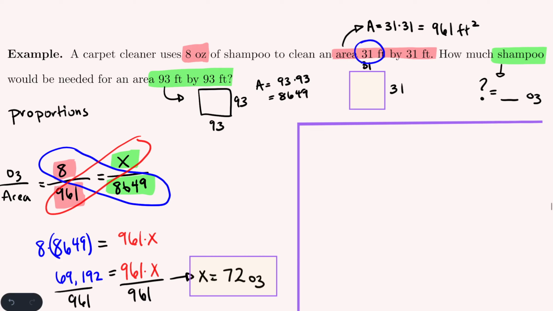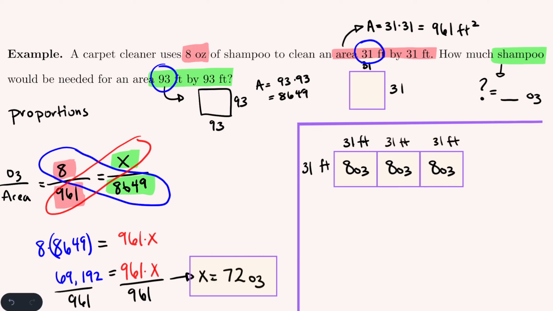How is 31 related to 93? 31 plus 31 plus 31 is 93. So to cover an area 31 foot by 31 foot, it took 8 ounces. Now if we want to expand that out to a 93 foot by 93 foot, we know that 31 plus 31 plus 31 feet is 93.